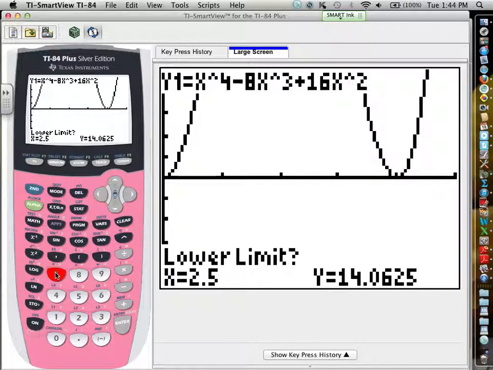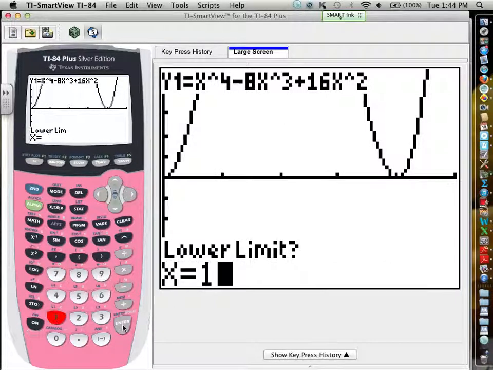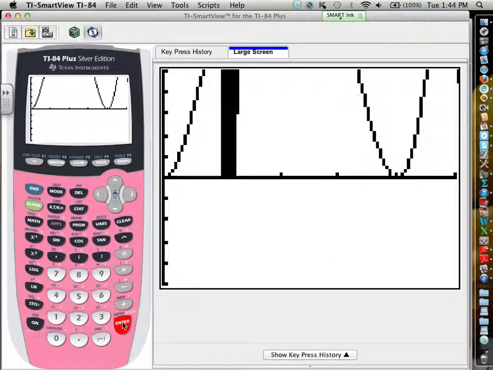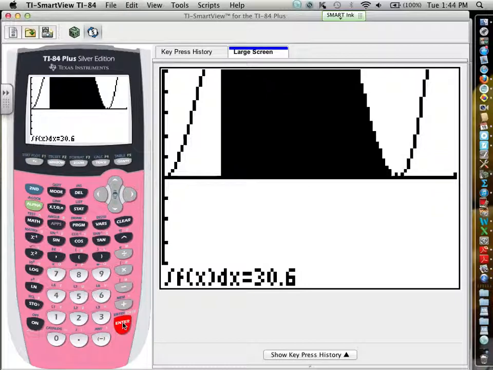So I want to integrate this. My lower limit is 1. My upper limit is 4. Okay, it shades in the area there. It gives me this 30.6. If I don't know what 30.6 is, it's a fraction. You can go right from this screen and have it converted to a fraction. Are you guys with me?